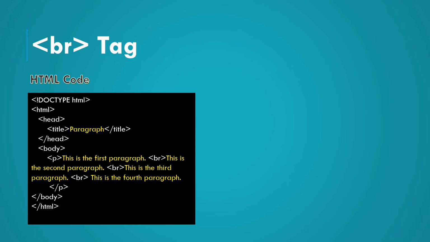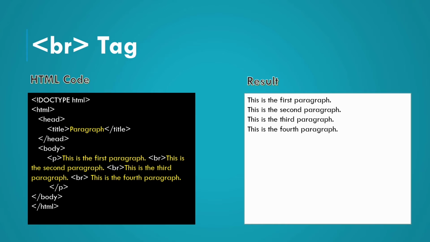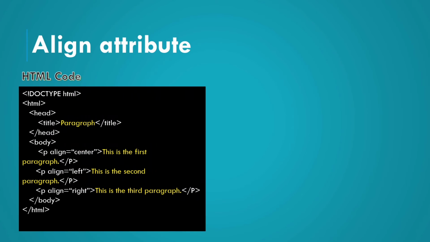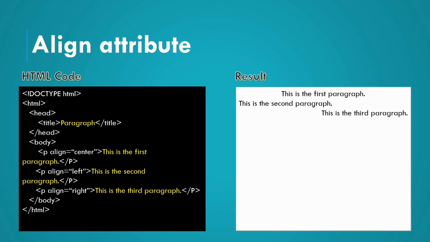BR tag. There is a way to let the HTML know where the browser needs to change the lines by using the BR tag. These tags do not have any closing tag, so just a single opening tag will change the line. Align attribute. The P tag specifically supports the alignment attribute and allows us to align our paragraphs in left, right, or center alignment.